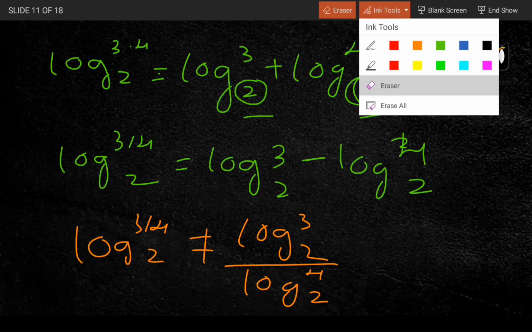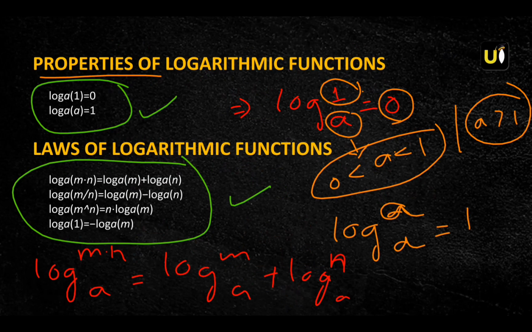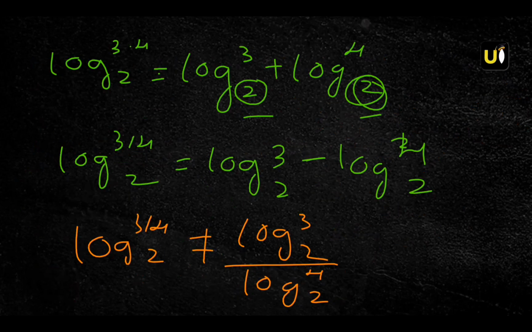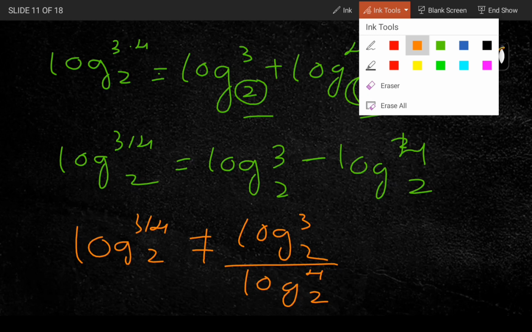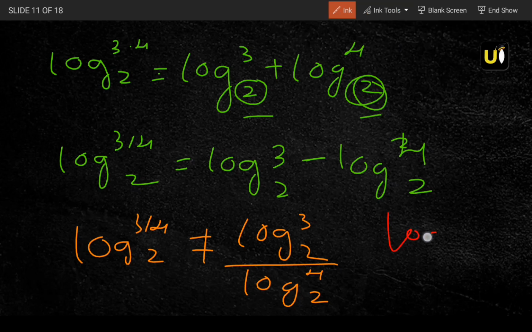Next, similarly, what are the properties that we have left? For example, we have log 2 power 4 to the base 3. Then this can be written as 4 log 2 to the base 3. These are the basic properties for the logarithmic functions.